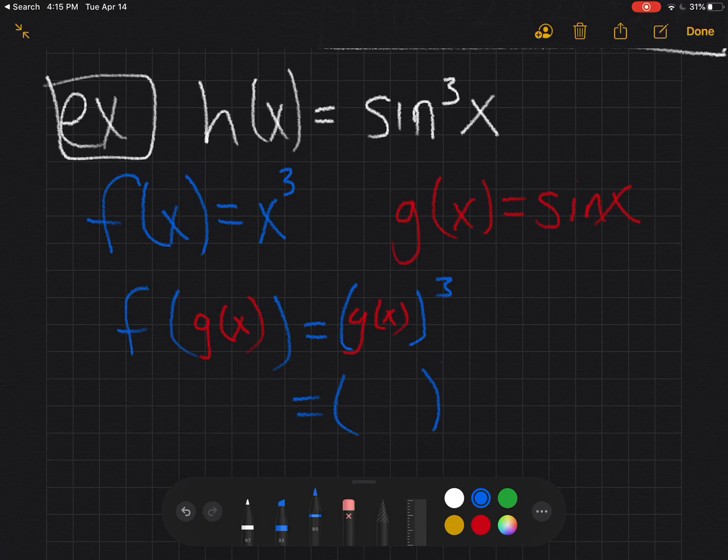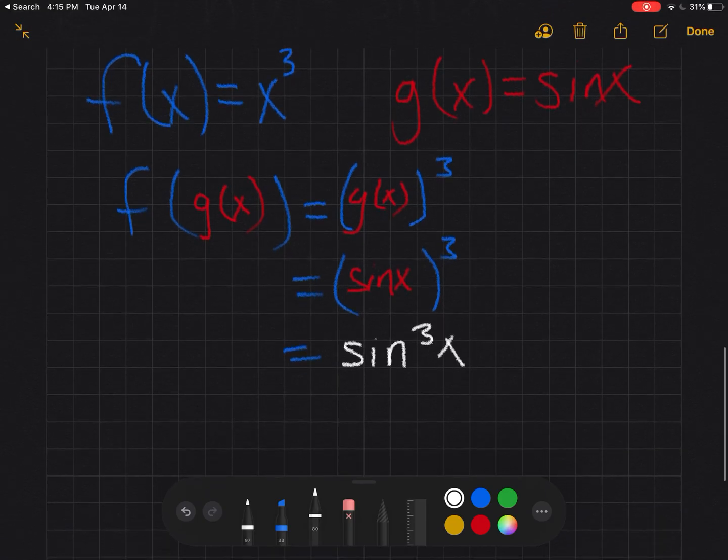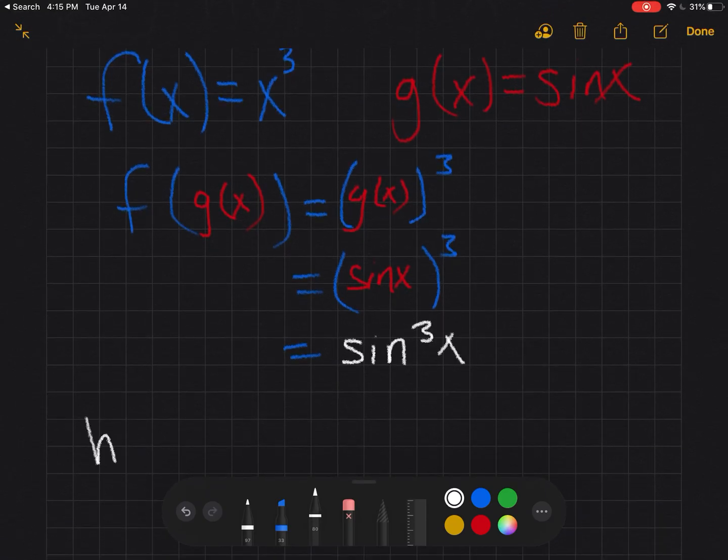So if I take f of g of x like this, that means that I'm saying take this g of x and cube it. And so what is that g of x? That's the sine of x.